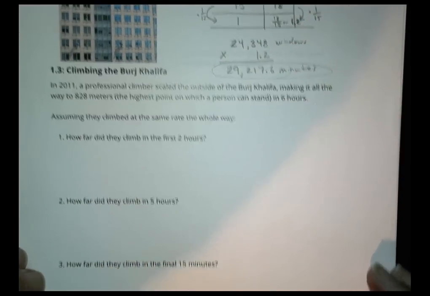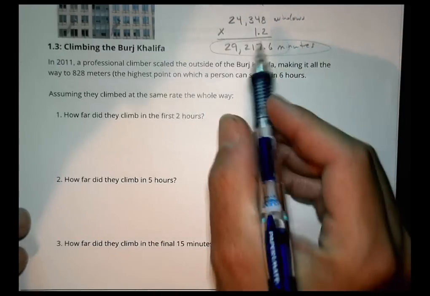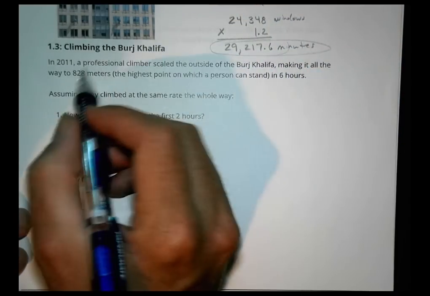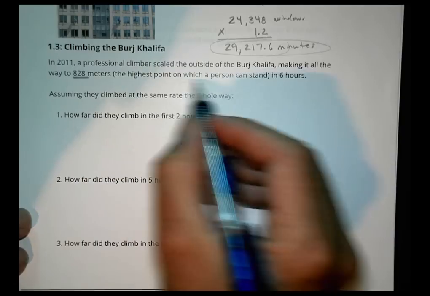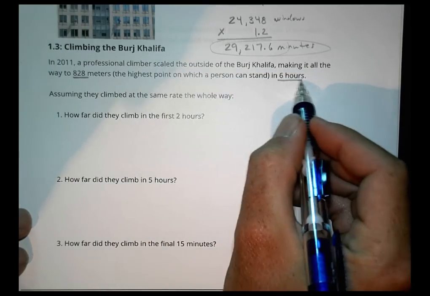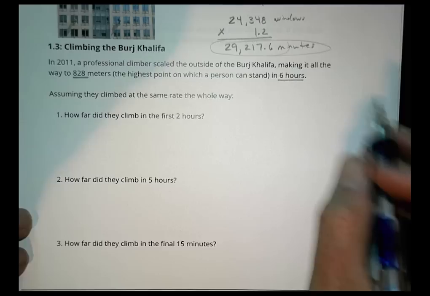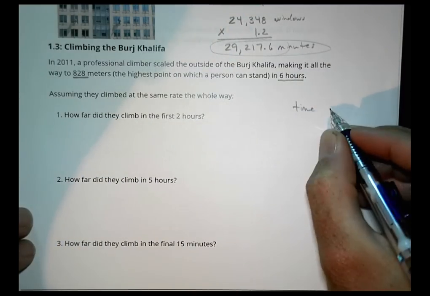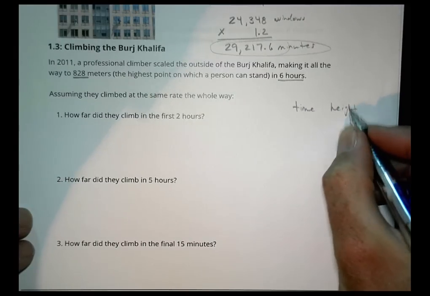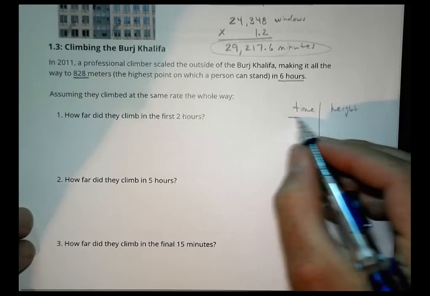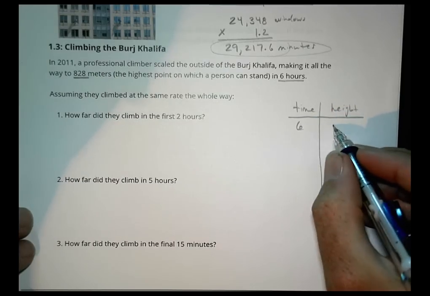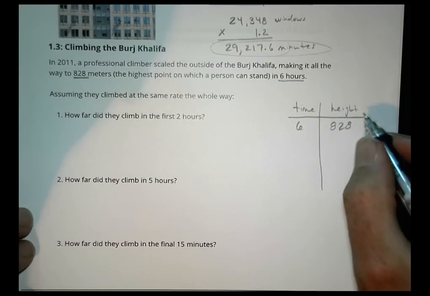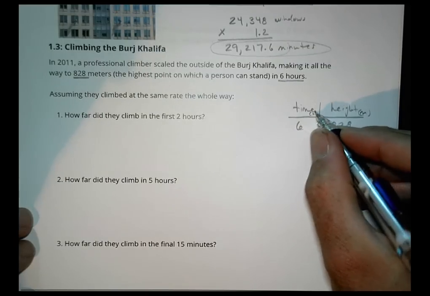Let's look at the third question, the third activity for the day. It says in 2011, a professional climber scaled the outside of the Burj Khalifa, making it all the way to 828 meters, the highest point at which a person can stand, in 6 hours. All right, so in 6 hours, they got up 828 meters. So we could do something like this. We could say our time and our height. We know already that this person in 6 hours got up 828 meters. So it's our meters and hours.